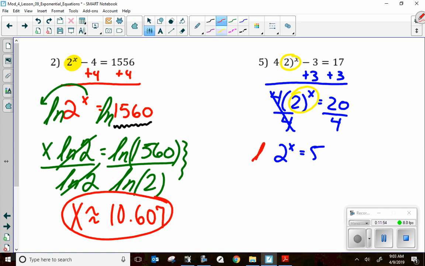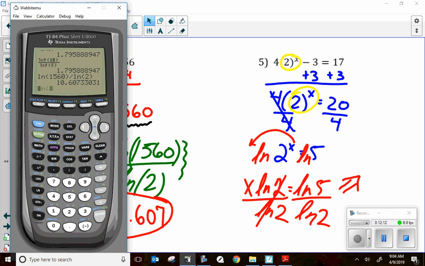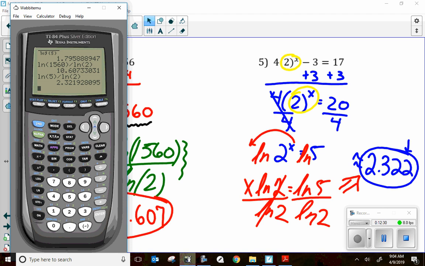If I take the ln of both sides, my x comes down. It's x times the ln of 2 equals the ln of 5. I divide both sides by the ln of 2. I'll write this up here, and I should have the ln of 5 divided by the ln of 2. That is approximately 2.322. That 1 gets rounded up because the number after it was a 5 or bigger.